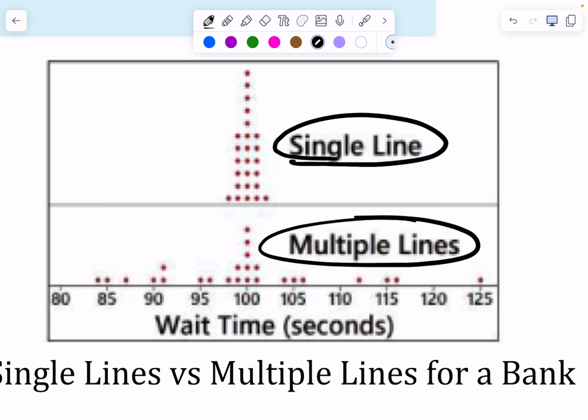Versus if there are multiple lines at the bank, I could get lucky and walk in and my wait time could be 80 seconds, which is a little over a minute. Or I could be waiting a really long time. Multiple lines means I could wait not very much, or I could have to wait like a half hour to be seen. Whatever, okay? And you know what pisses people off more?